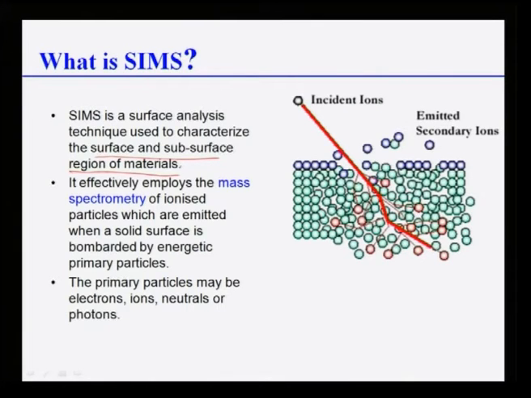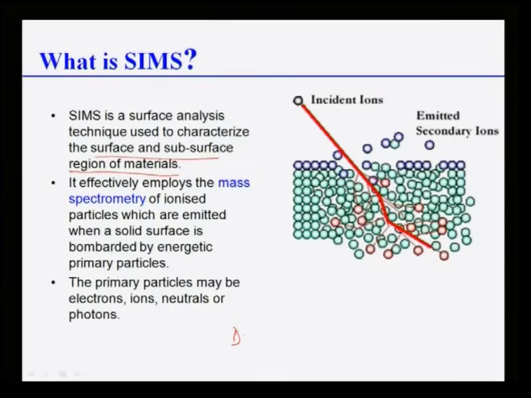Now, in SIMS, the primary ion sources are created by an instrument known as a duoplasmatron. It can create ions from different gases. Oxygen is commonly used in SIMS.